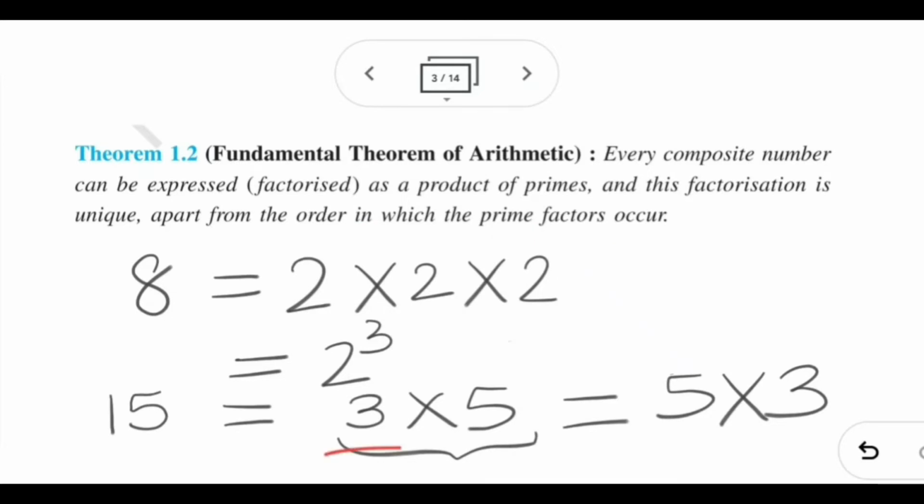So it doesn't matter which prime number we write first, but this theorem says that every composite number we take can be written as a product of prime factors, and this factorization is unique. We can only change the order of the prime numbers, as we have done in the case of 15. So you need to remember the statement of the theorem. Now we are going to apply this in solving various sums of the exercise.